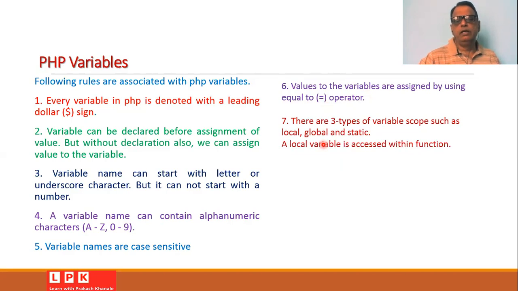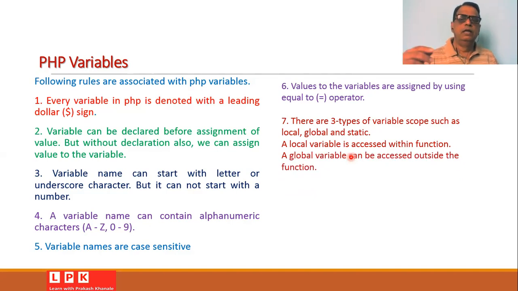A local variable is a variable which is declared within a function or within a certain part of the program. A global variable is normally declared at the beginning of the program outside the function, and the global variable's existence will remain throughout the program, and therefore it can be accessed from anywhere in the program. While the local variable's existence will remain in that function only, and therefore it has to be accessed within the function only.